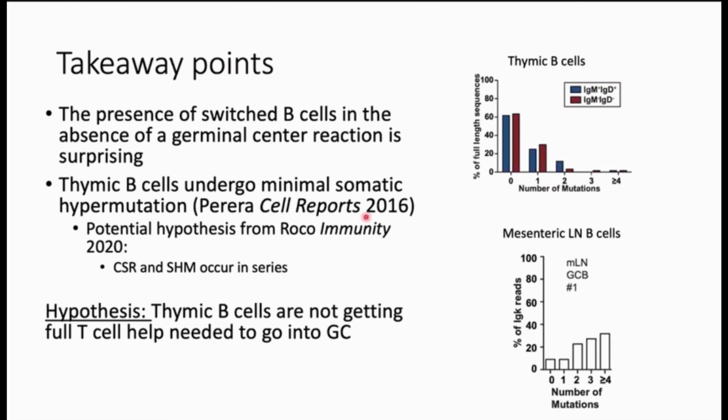One potential hypothesis for what we're seeing is from this paper in Immunity, and they showed that class switch recombination and somatic hypermutation actually occur in series, with class switch recombination happening first, followed by somatic hypermutation. And so one hypothesis we could have is that thymic B cells are getting this initial help through the T cell interaction, but they're not getting the full T cell help they need to actually go into a germinal center, form the germinal center structure, and undergo somatic hypermutation.